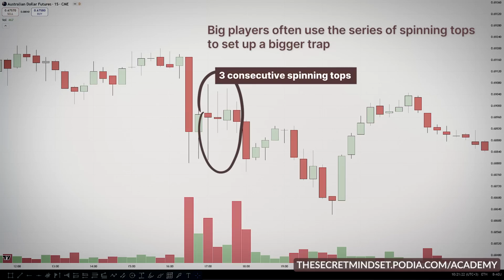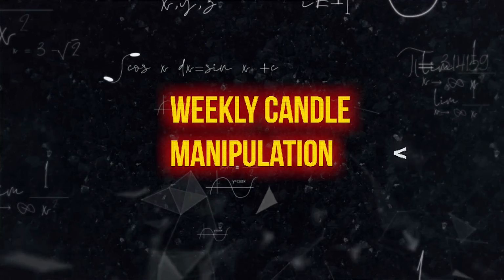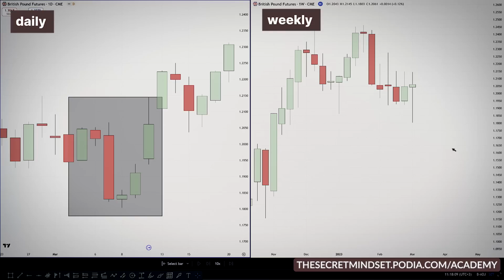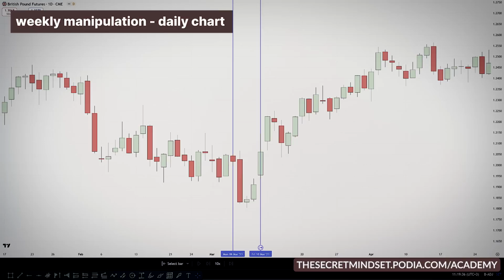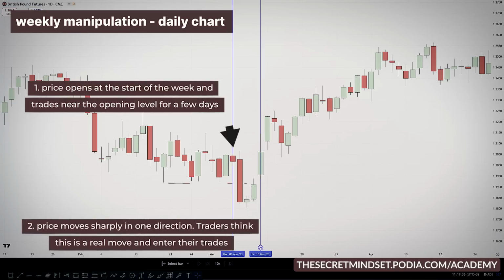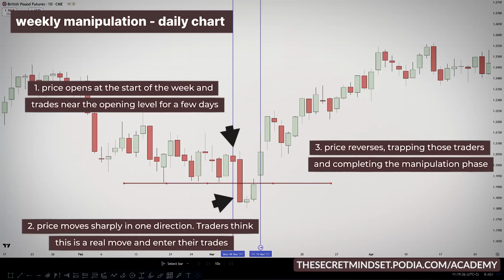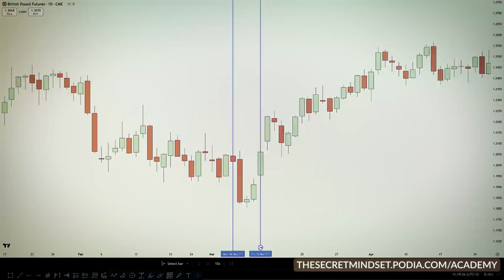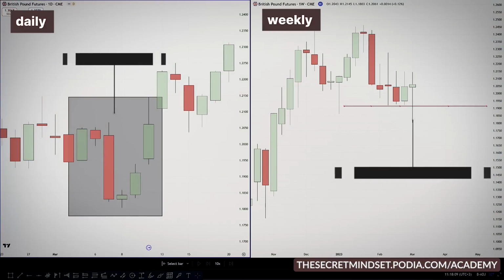about entering a trade. On higher time frames, like the weekly chart, manipulation tends to follow a pattern. For example, the price opens at the start of the week and trades near the opening level for a few days. Then the price moves sharply in one direction. Traders think this is a real move and enter their trades. Finally, the price reverses, trapping those traders and completing the manipulation phase. This type of manipulation is powerful because it plays out over several days, making it harder for traders to spot.